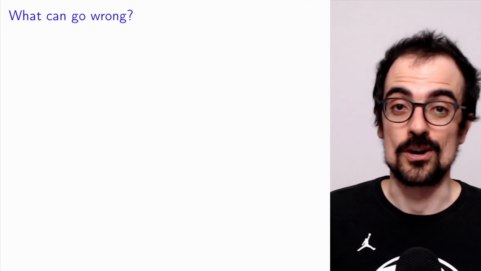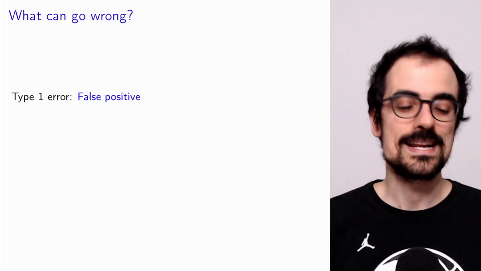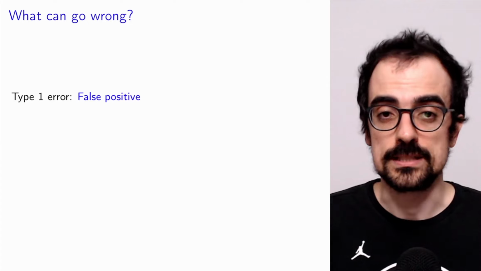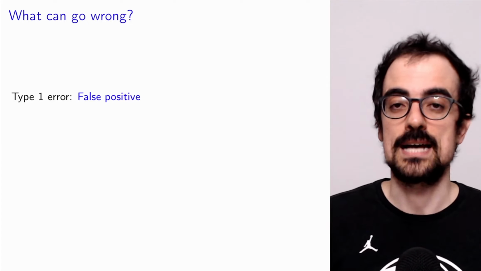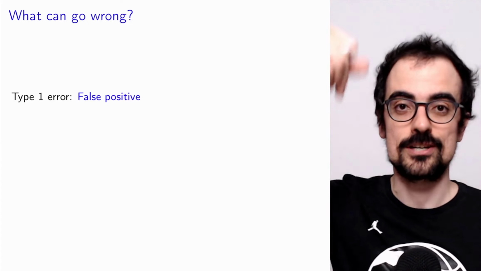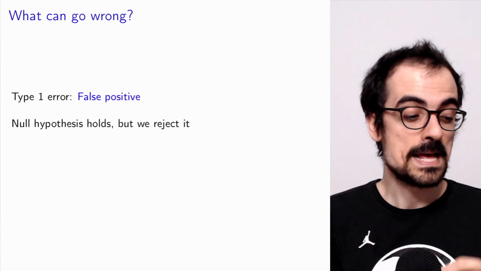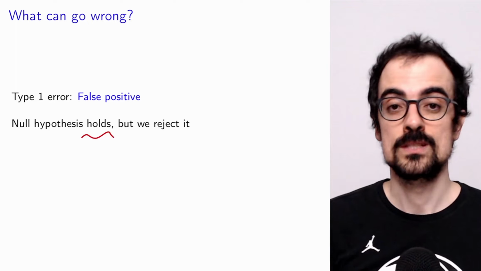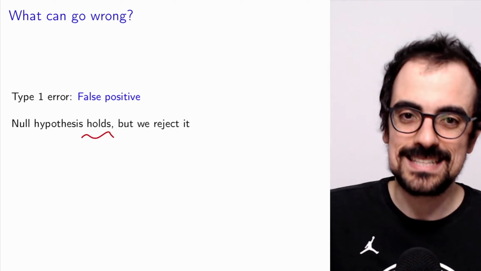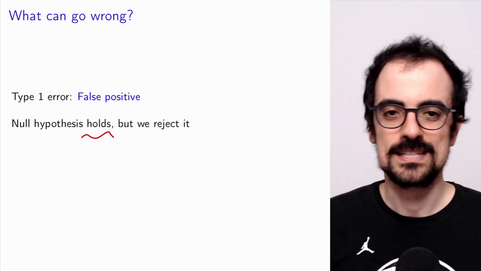What can go wrong when we do this? Well, two things can go wrong. First, type 1 error, we can have a false positive. A positive here means that we conclude that the original conjecture is supported by the data. That means that we reject the null hypothesis, but it actually holds. So we reject it by mistake. That's called a false positive.